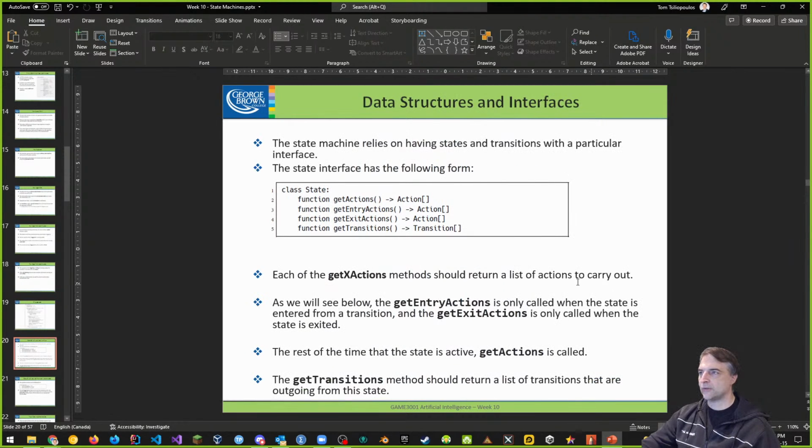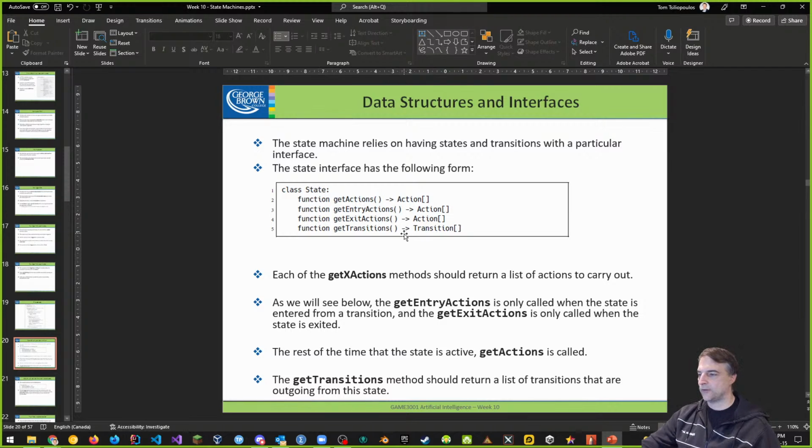Let's talk about some additional data structures and interfaces. So the state class, right? Each state is going to have, and we can also use a struct for this, as an example, a number of different actions that it currently takes, an entry action, an exit action, and a set of transitions. That's what each state will have. So one or more transitions, entry actions, exit actions, and so on, right? And the get actions method should return a list of actions to carry out. Notice that there is an array of actions and an array of transitions from each state.